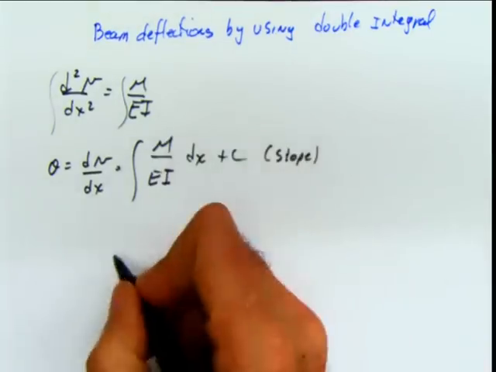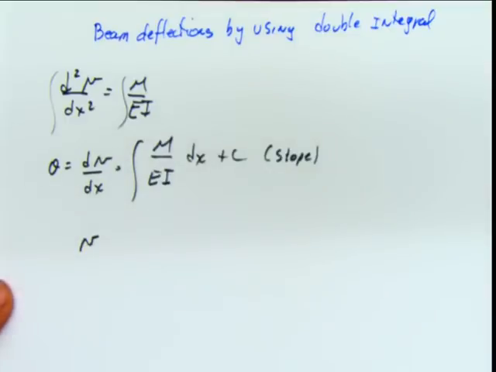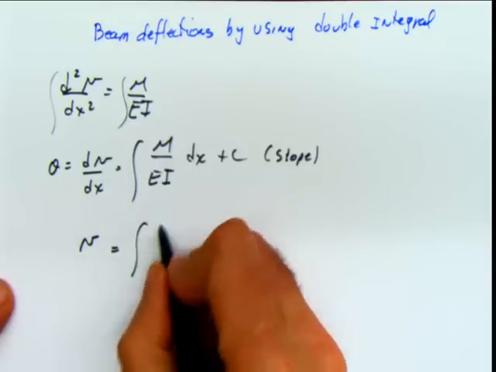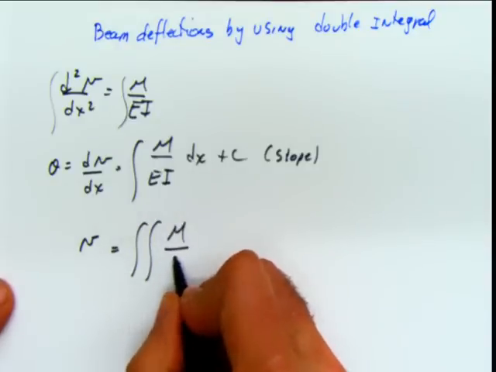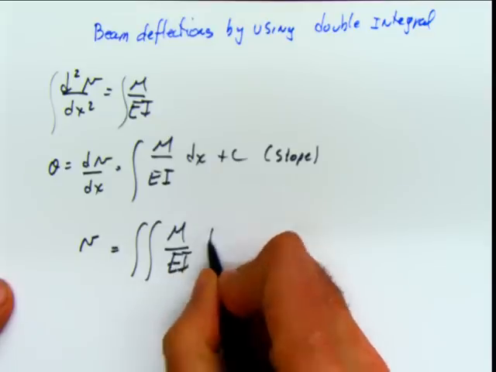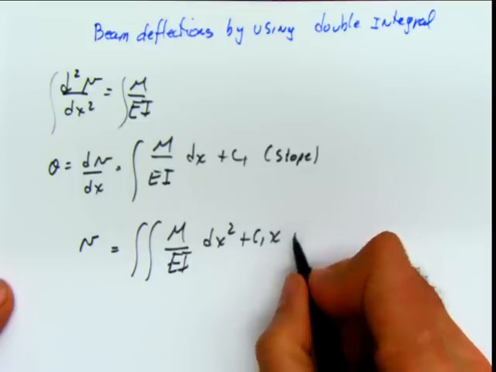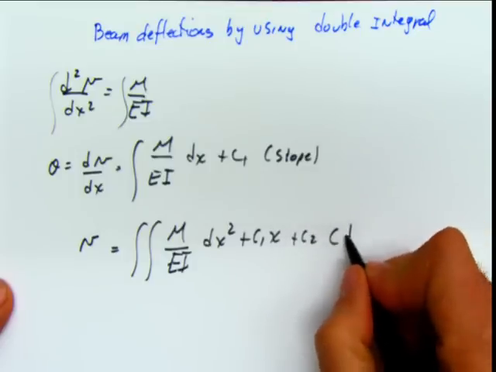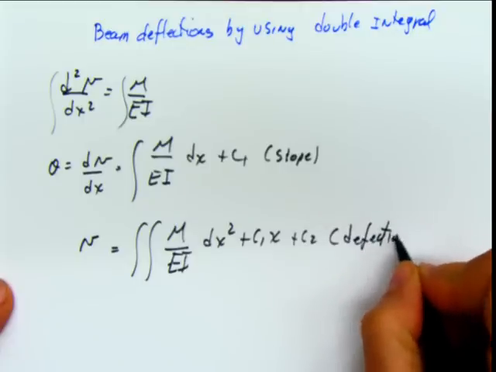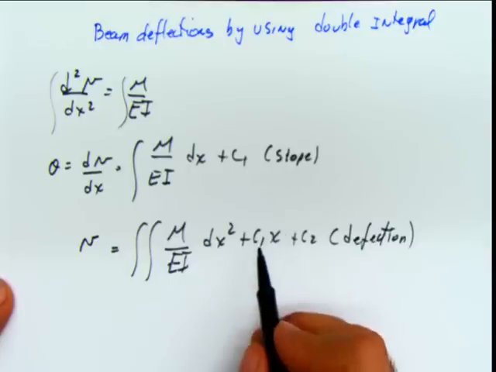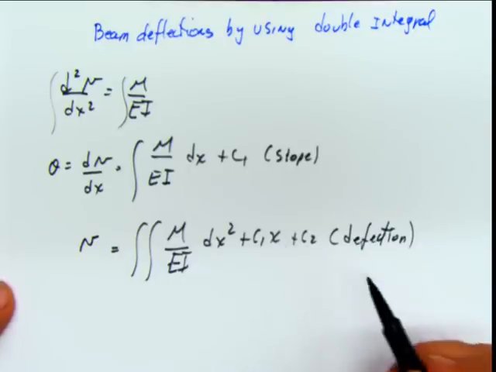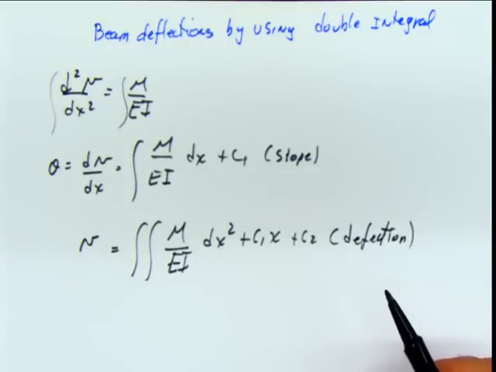And if we integrate this again, then we get that the deflection is the double integral of M divided by EI dx squared plus c1 x plus c2. And this is the equation for deflection. Now, of course, we have two unknown constants, and we can find them just by using the boundary conditions, which is what we're going to do. Well, let's start with the example.